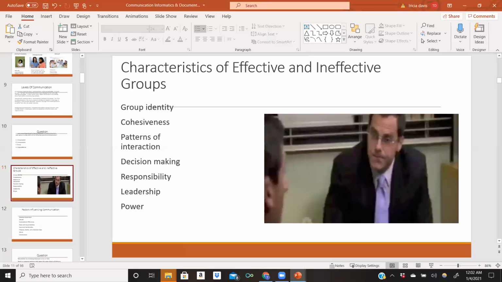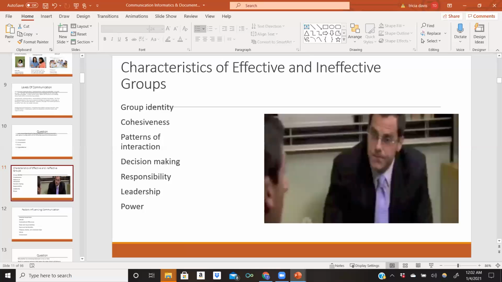We have responsibility, so members feel a strong sense of responsibility for group outcomes. Leadership: effective style of leadership meets the desired aims that the group has. Ineffective leadership styles are used. That would be ineffective characteristics.